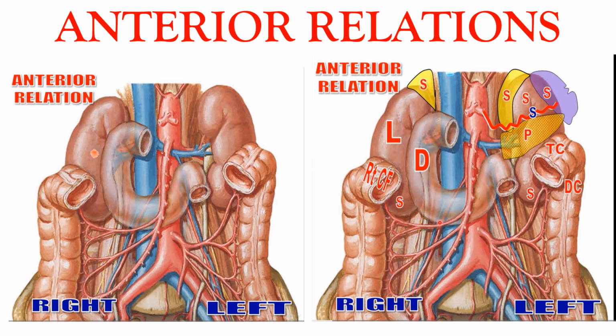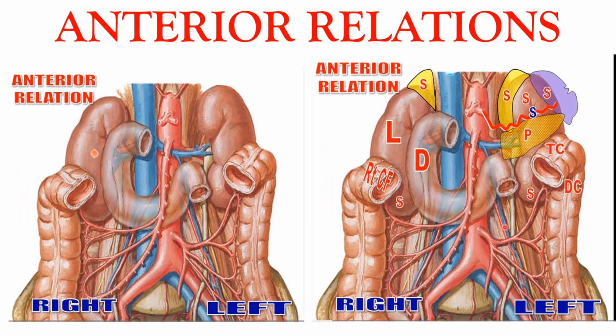Okay, so again, what are the anterior relations of the kidney? We'll start with the left, then we'll go to the right. For the left, upper medial, we have the left suprarenal gland. Upper lateral, we have the spleen. Here we have the stomach. Then we have the splenic artery here, found on the upper border of the body of the pancreas. This is the transverse colon, this is the descending colon, this is the small intestine, and this blood vessel here is the ascending branch of the left colic artery.